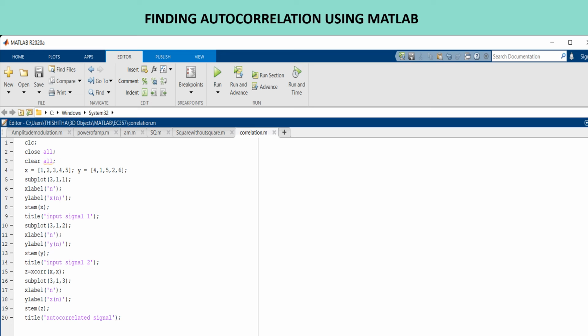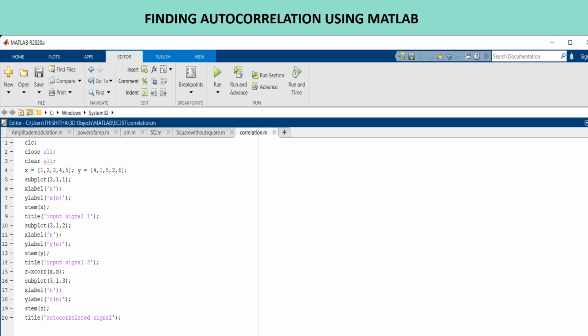Let us find out autocorrelation using MATLAB. In the code written here, clc means clearing the command window, and close all closes all the figures whose handles are present earlier. Clear all means clearing all the variables which we have created earlier in the workspace. Since it is autocorrelation, only one of the signals is required, either x or y, so I am taking x here. xlabel means labeling the x-axis, represented as n, and ylabel labels the y-axis. stem of x plots the discrete sequence. As in continuous signals we use plot x, in discrete sequences we use stem of x.